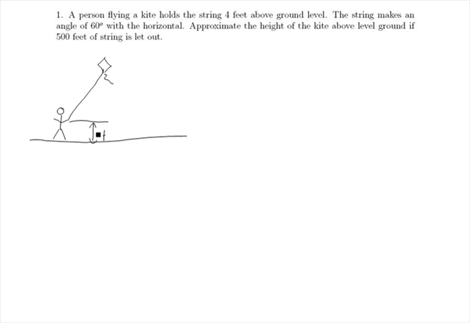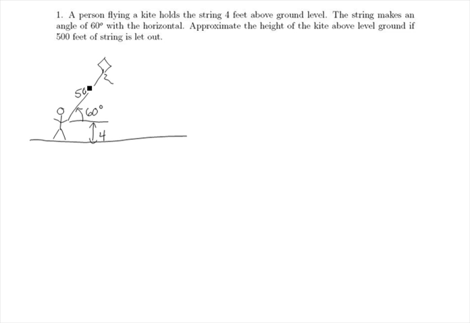We're also told that the angle the string makes with the horizontal is 60 degrees. So this angle here is 60 degrees. And we're asked to approximate the height, or find the height, of the kite above level ground if 500 feet of string is let out. So that means that this distance of string is 500.